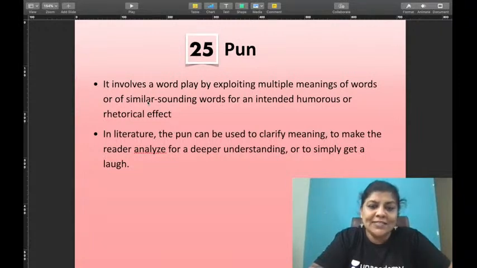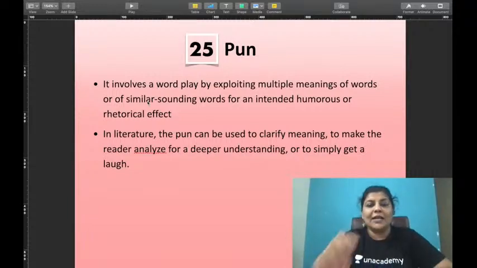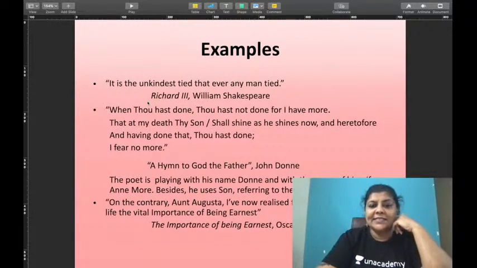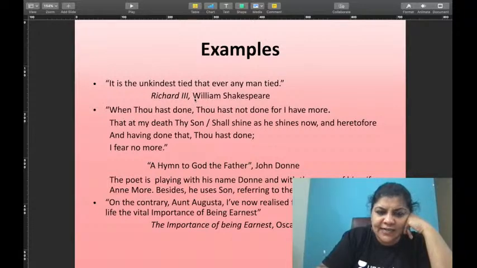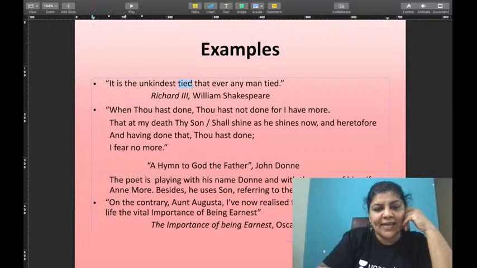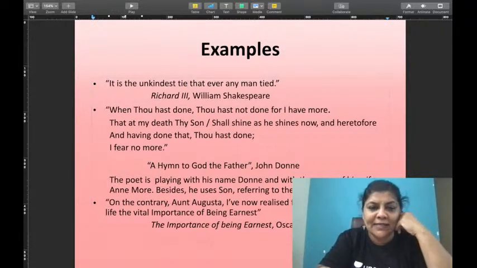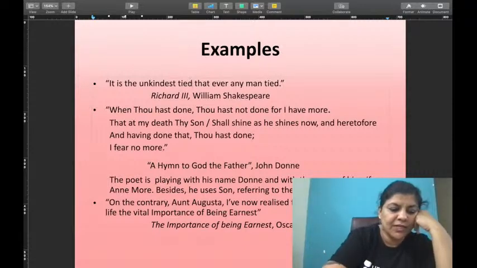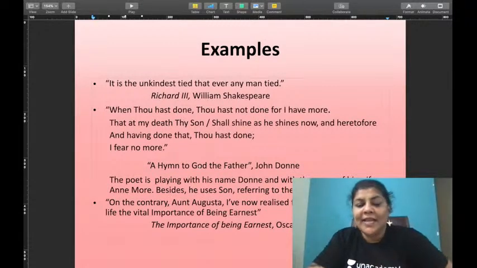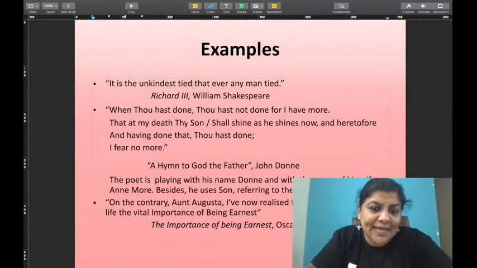What is pun? Pun is word play involving multiple meanings of words or similar sounding words. In literature, pun can be used to clarify meaning. It is the unkindest tie that ever any man tied. I think there's something wrong there. Sorry for the mistake. So, Donne in A Hymn to God the Father gives an example. When thou hast done, thou hast not done, for I have more. Here done is punning on his own name. D-O-N-E done means D-O-N-N-E Donne. The poet is punning on his own name.